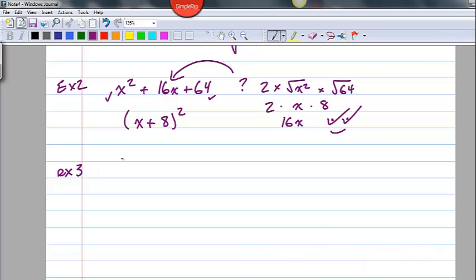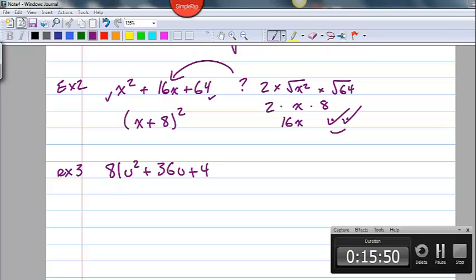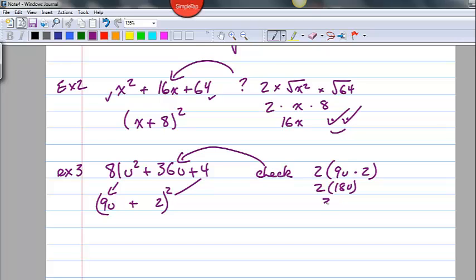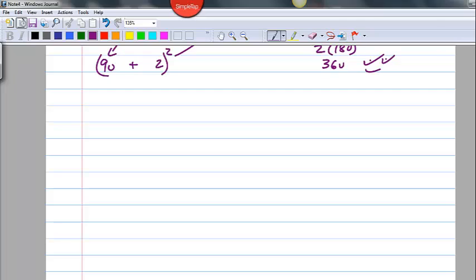I'm sure there's another one coming here. Let's say 81u squared plus 36u plus 4. Square root of the first is 9u. Square root of the last is 2. The first sign is a plus. And let's just check that our middle term works. 2 times 9u times 2 is 2 times 18u, which is 36u. Yep, absolutely. You'll notice all these perfect square trinomials, they all end with a positive term. That's important to note as well.